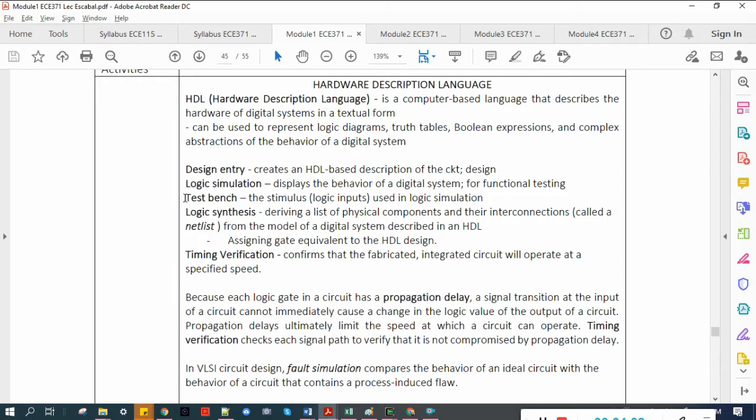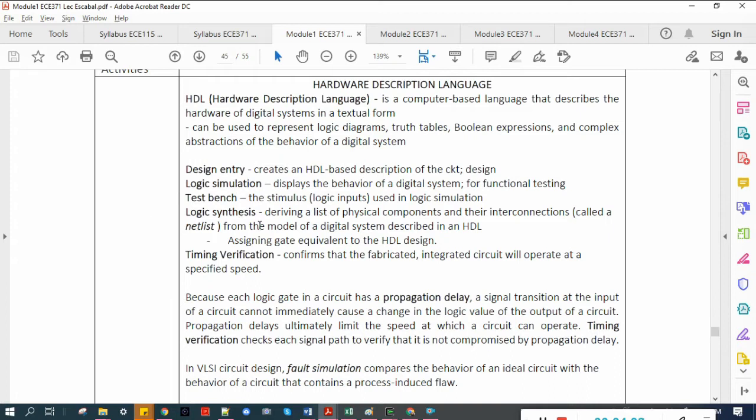And that is of course with the help of a test bench. This is the stimulus or logic inputs used in logic simulation. A test bench is actually a code where we instantiate our design, and then we add inputs that will test our design by observing the output of our simulation.